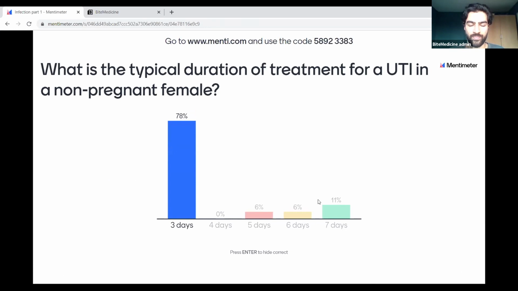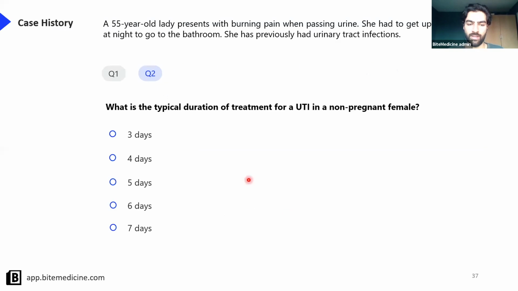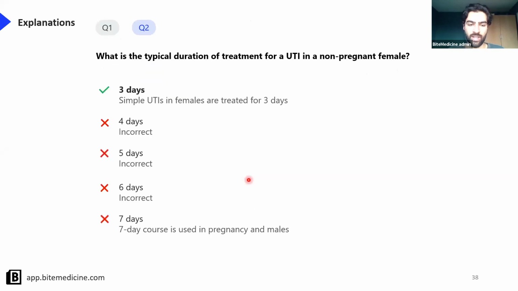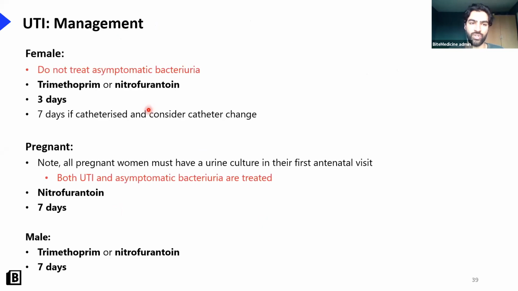3 days. So typically, I didn't say this, but for respiratory tract infections, we go for 5 days. For UTIs, we go for 3 days. Sometimes we do go for 7 days, depending on if there's any additional features, like if the patient's pregnant, or if it's a male, then we go for a longer course. But otherwise, simple UTIs in female, 3 days.